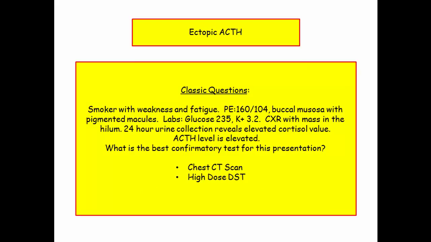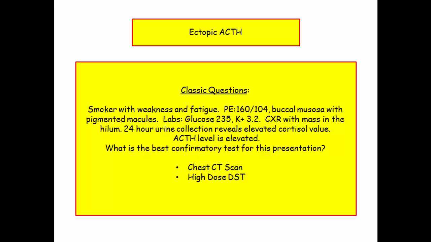And finally, for small cell, let's see how they play the ectopic ACTH game. Here we have a smoker with weakness and fatigue, physical exam with elevated blood pressure, buccal mucosa with pigmented macules, i.e. hyperpigmented. The labs reveal a high glucose, a low potassium. Chest x-ray has a mass in the hilum. I gave you a centrally located mass. 24-hour urine collection reveals elevated cortisol. So we know we have hypercortisolism. ACTH level is elevated, so it's ACTH dependent.